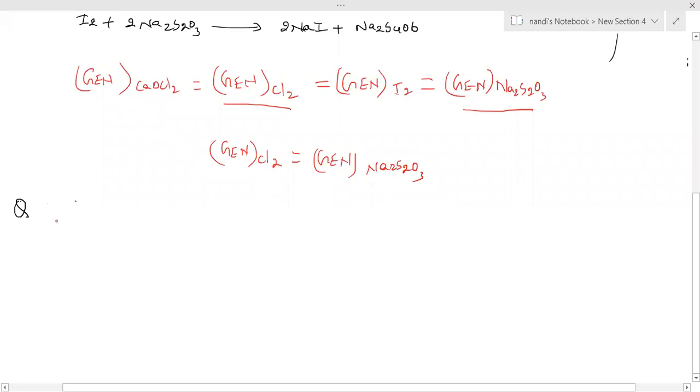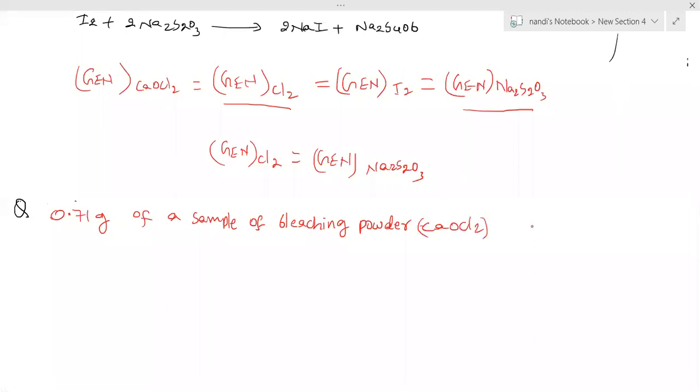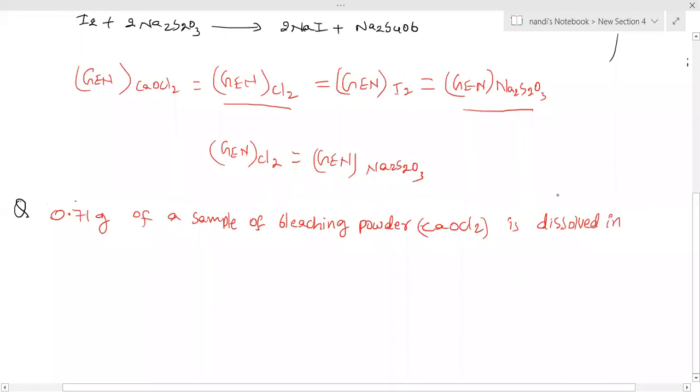Now let's start this question. 0.71 gram of a sample of bleaching powder is dissolved in 100 ml of water.